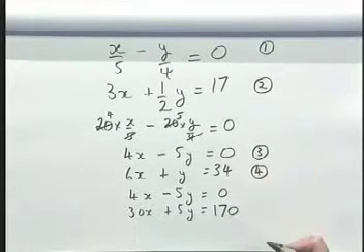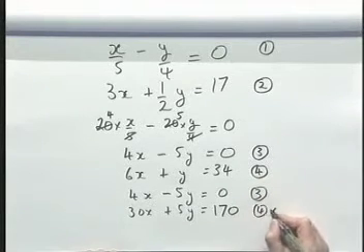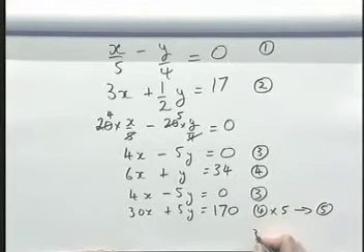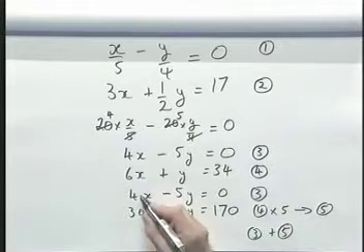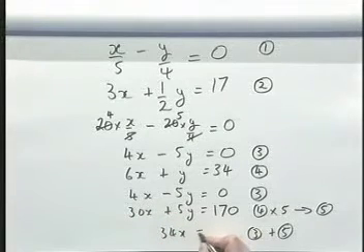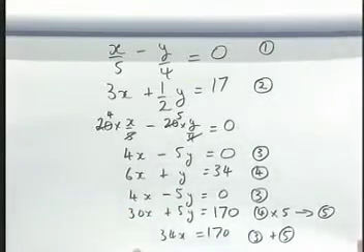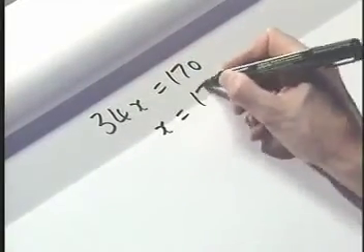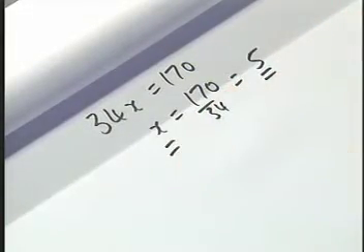And now we can just add these two together. So equation 3 stayed as it was. Equation 4 we multiplied by 5, so that's gone to equation 5. And now finally we're going to add together equations 3 and 5. And so we have 34x equals 170. And the y's have been eliminated. 34x is 170, and so x is 170 divided by 34, and that gives us 5.